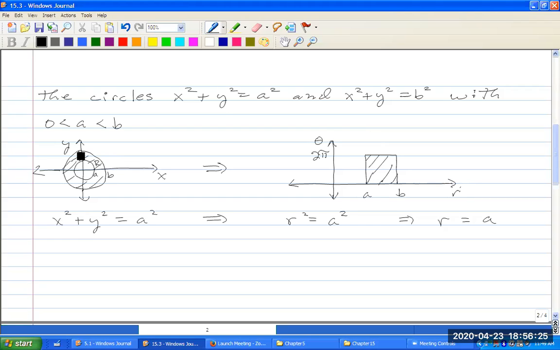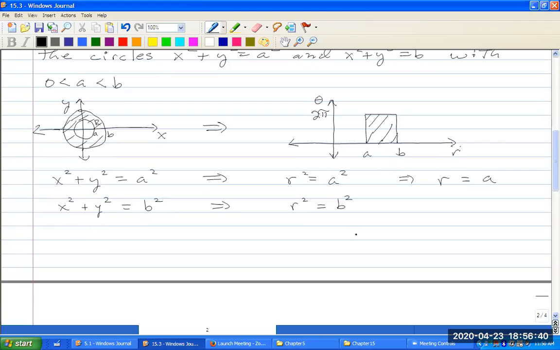Well, I can do the same thing for this outer one. I can just say that x squared plus y squared equaling b squared is the same as saying that r squared is b squared, since x squared plus y squared is just r squared.